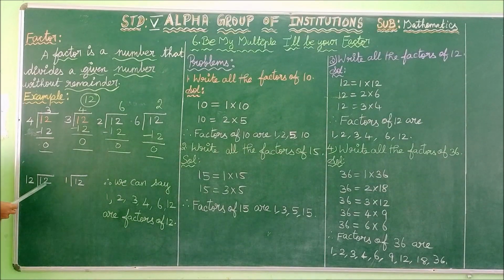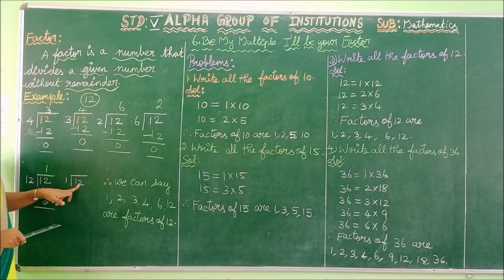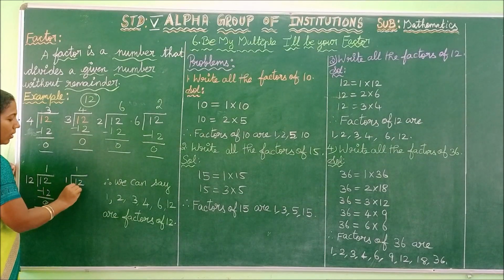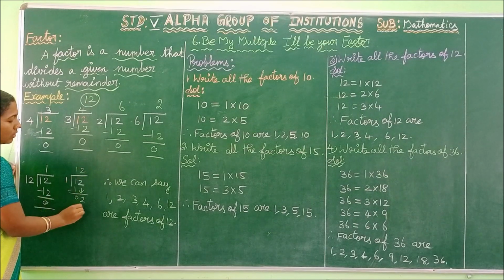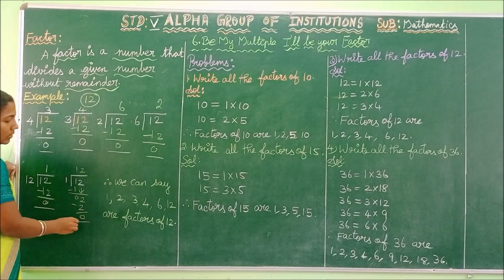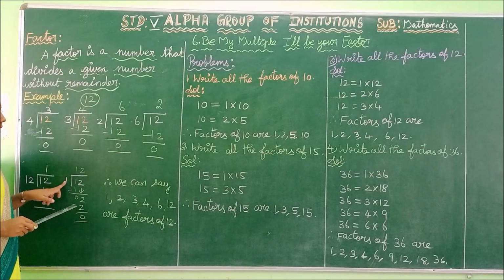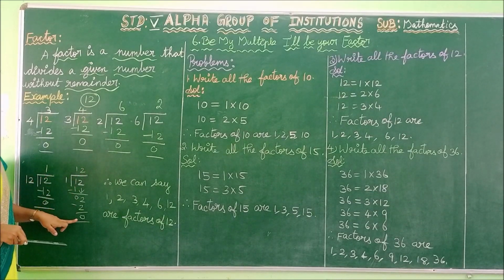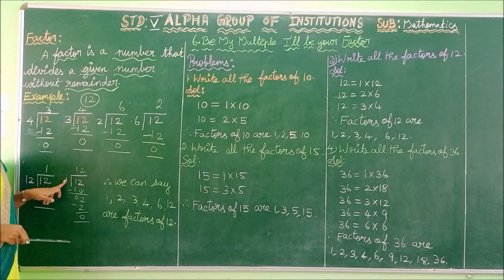Okay. I am dividing 12 by 12. What is your quotient? 1. 1 12 is 12. What is your remainder? 0. So we can say 12 is a factor of 12. Every number is a factor of itself. Remember this one. And once again I am dividing 12 by 1. 1 1 is 1. Subtracting, we get 0. Bring down 2. 2 times 1 is 2. Subtracting, you get the remainder 0. Thus, if you divide 12 by 1, you get 12 as the quotient and remainder 0. So we can say 1 is a factor of 12.